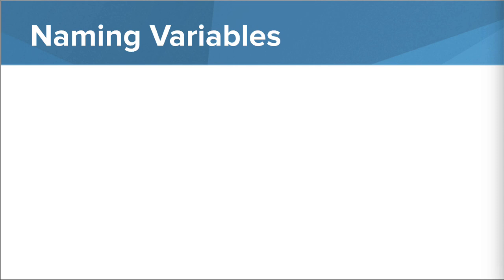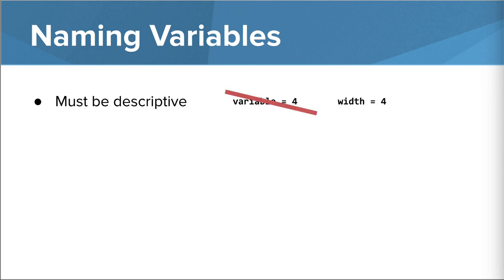The last thing we need to talk about is how to name a variable. There are a few guidelines to follow here. A variable name must be descriptive, meaning the name must describe what the variable is representing. The variable name "variable" means nothing, whereas "width" is telling us what it is storing. A variable name can't start with a number, and most often should start with a lowercase letter.